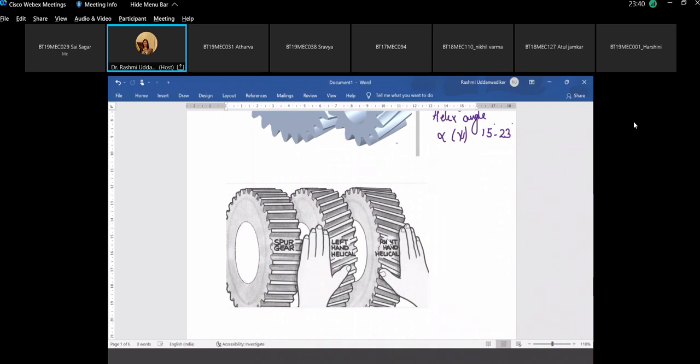Is there a chance that a left hand helical gear can mesh with another left hand helical gear? Is there a chance? Harshini? Bhavna? Yes or no? Karthik? No. No. There is no chance that a left hand helical can mesh with another left hand.